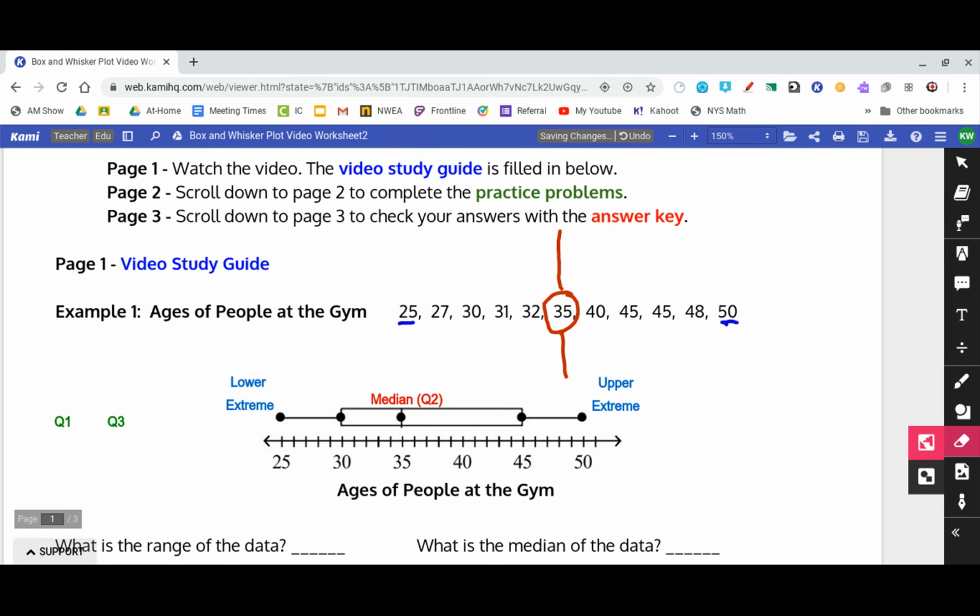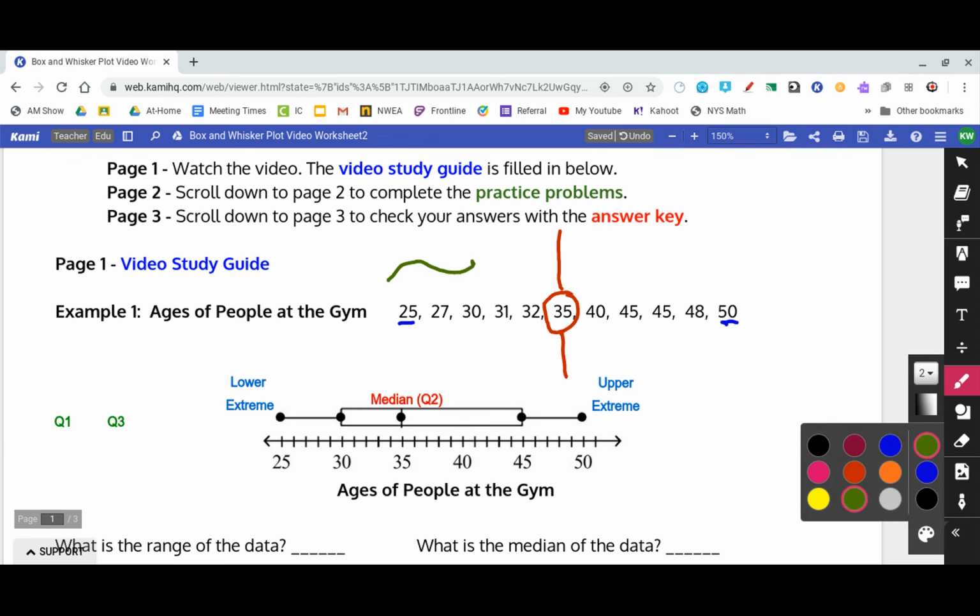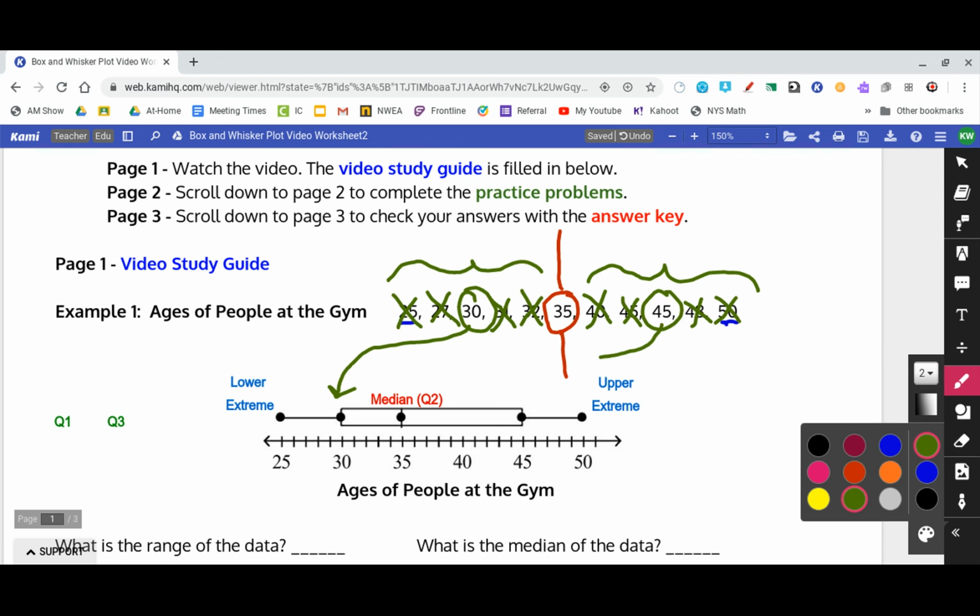Once you split the data set, you have to find the median of the lower half of the data, and then you have to find the median of the upper half of the data. So here I go. I'm on the lower half of the data. I'm finding the median, and I got it. It's 30. That goes on your box plot. I'm on the upper half of the data. I'm finding my median. It is 45. That also goes on the box and whisker plot. This 30 is called our Q1, and this 45 is called our Q3.